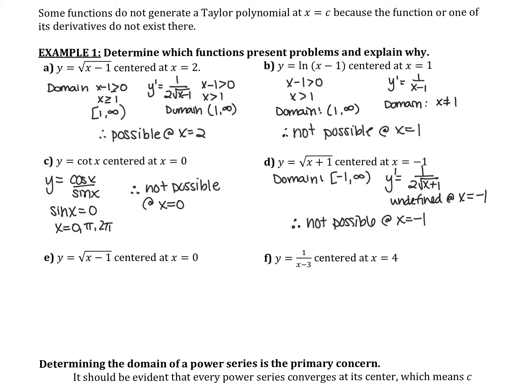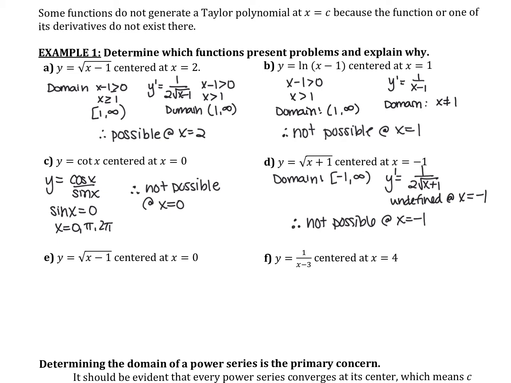So if this happened to be where it said it was centered at +1, we wouldn't have a problem. We could go forward with that. But the problem is I'm not going to be able to write a Taylor polynomial. I'm not going to be able to turn this to a power series if it's centered at a point that causes a problem in the domain.